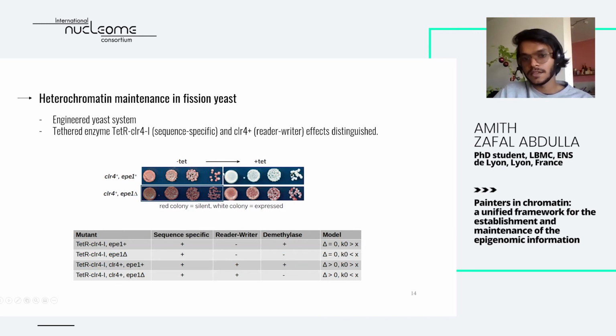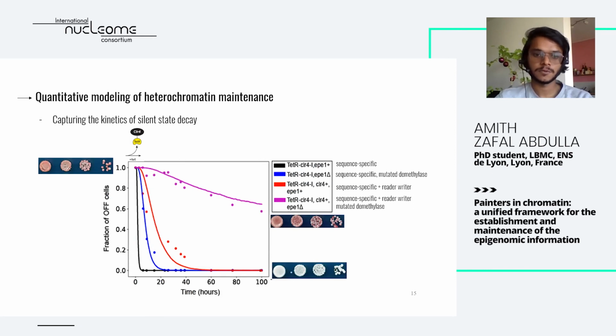In this timeline, the cells do switch to the active phenotype. But when the demethylase is mutated, we do see that the chromatin state can be maintained for about 100 hours. So now I'll show you how the kinetics work, how this decay works.